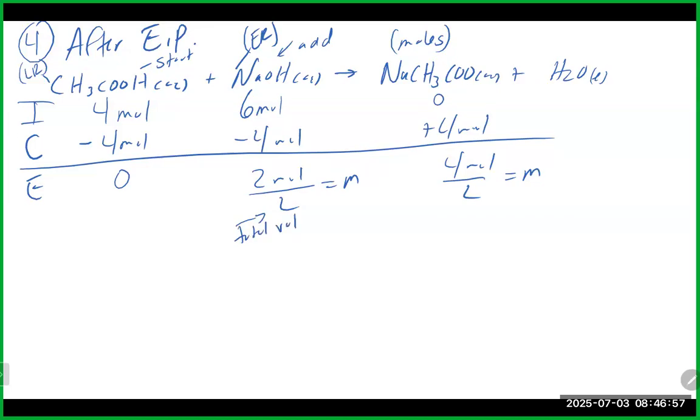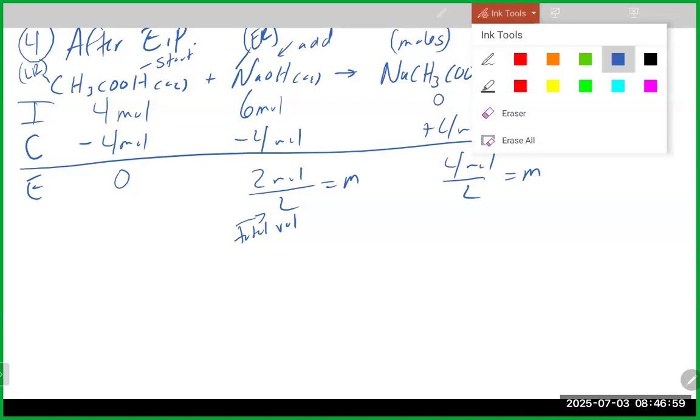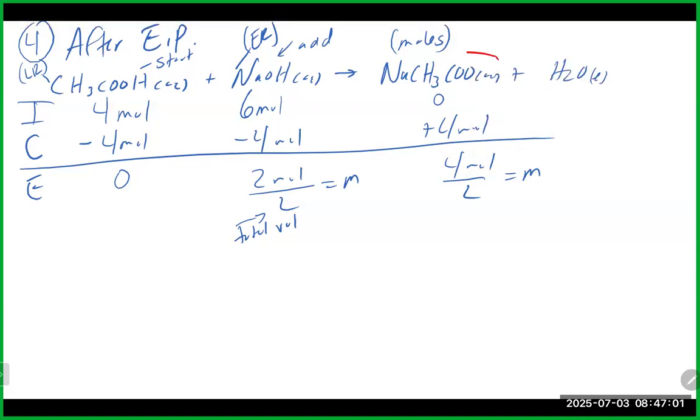And again, at this point, you could use your ICE table to help you figure out what is going on. We do have two things left over at this point. Are those things a buffer?